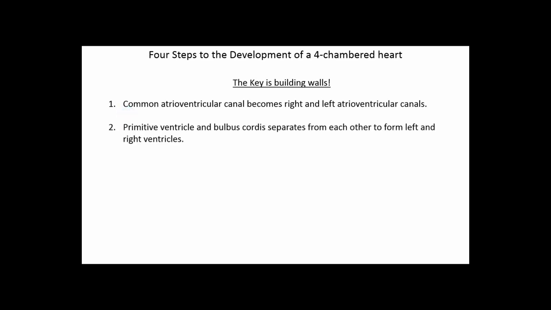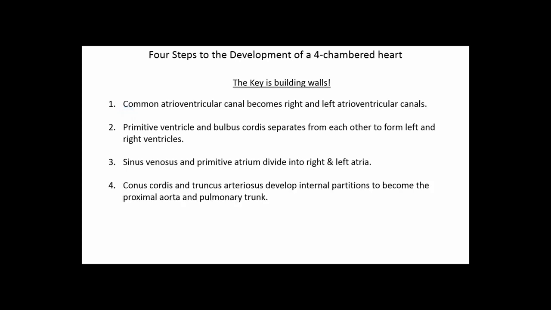Next up, we have to separate the primitive ventricle from the bulbus cordis so that we have a left and a right ventricle. We have to separate the sinus venosus and primitive atrium into a right and a left atrium to correspond to the right and left ventricle. And lastly, we have to get the blood out of the heart somehow, so the conus cordis and truncus arteriosus have to partition themselves and come into association with both the left ventricle and the right ventricle to make the left and right ventricles' outflow tracts actually work as the aorta and the pulmonary trunk.